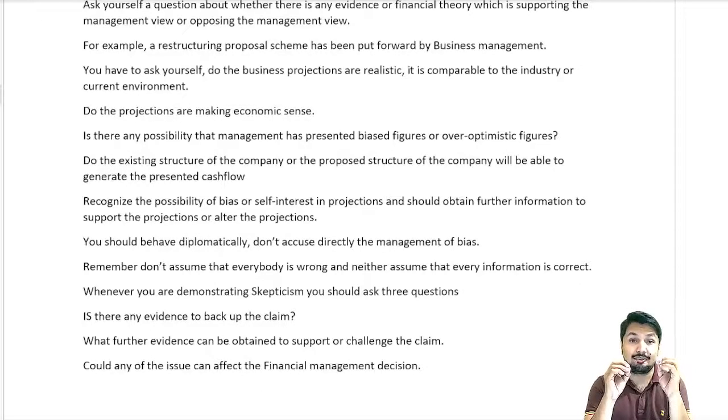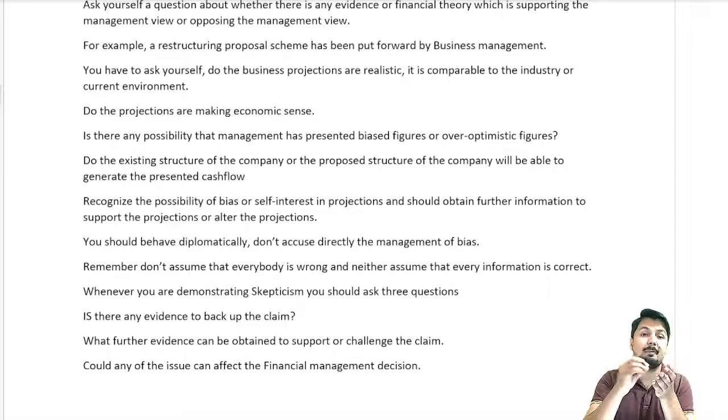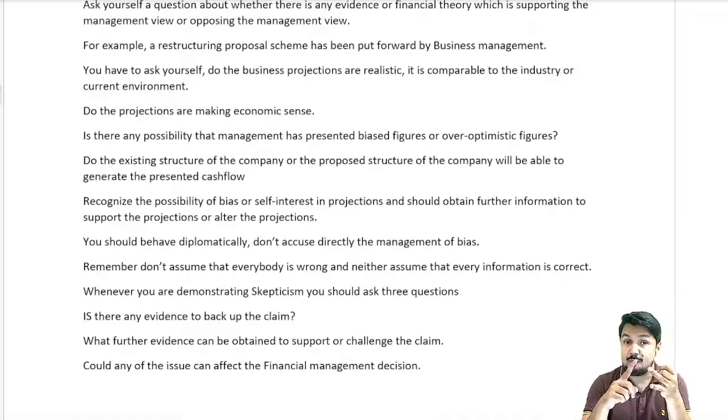Whenever you are writing any report, whenever you are communicating with the management, or you are writing the report to the board of directors, remember, you have to read the information carefully. You should apply your skepticism skill, and you should ask the management, and you should further take the evidence from the management. If there is no evidence currently presented, if management is not presenting you further evidence, that means these figures are biased.